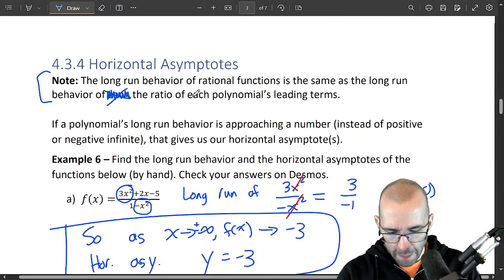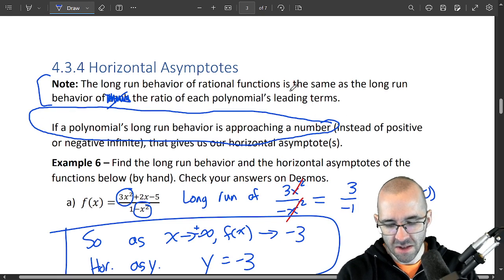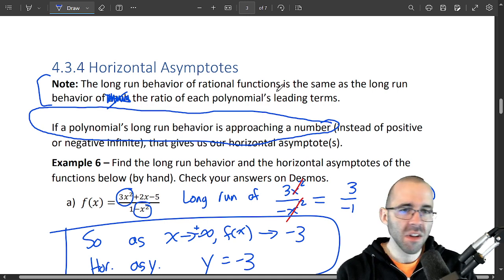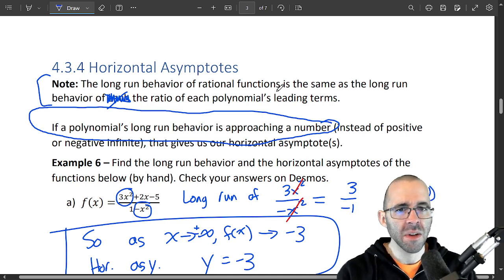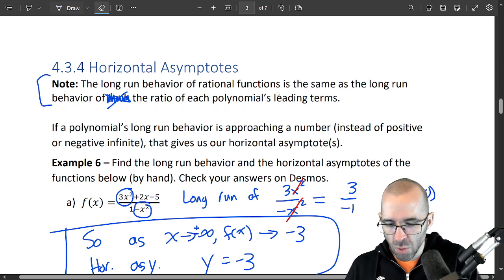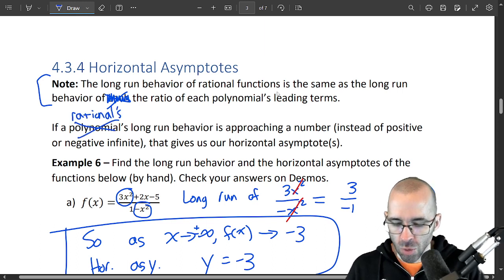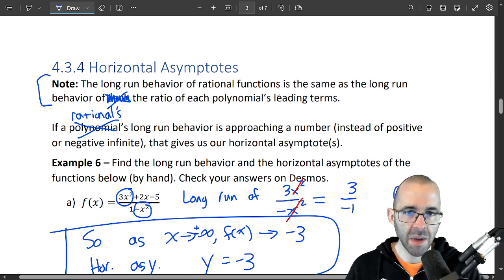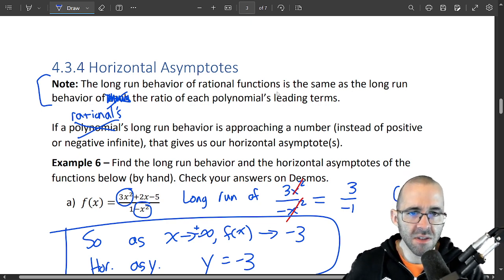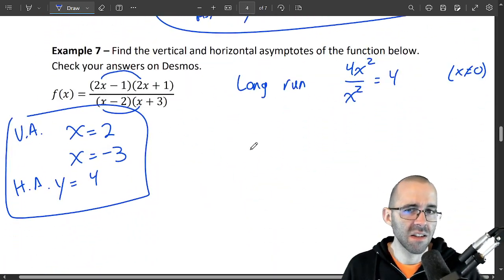Now, what does this say? Let's look at this piece. A horizontal asymptote is only if the polynomial's long-run behavior is approaching a number. Oh, and I really should have said if a rational function's. Gosh, that's a typo that's important. If a rational function's long-run behavior is approaching a number, that gives us our horizontal asymptote. All of these had that be the case.